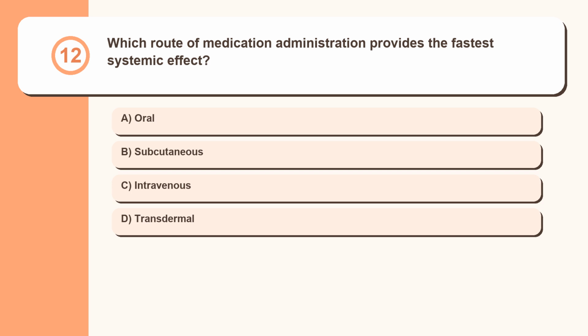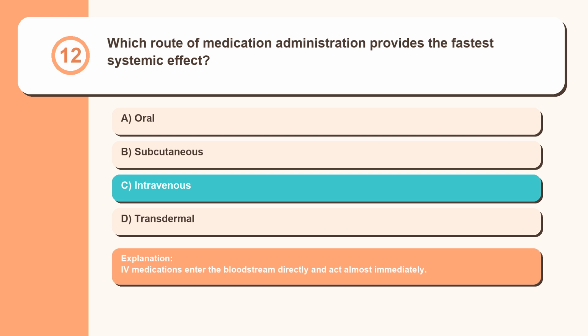Question 12. Which route of medication administration provides the fastest systemic effect? Oral, subcutaneous, intravenous, transdermal. IV medications enter the bloodstream directly and act almost immediately.